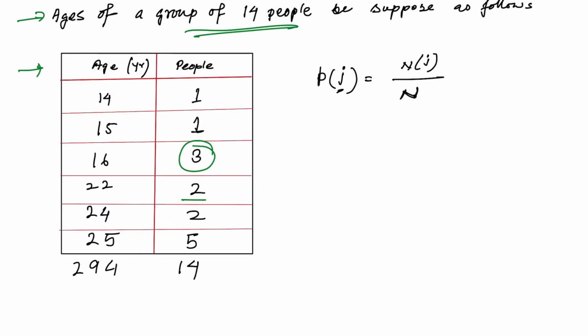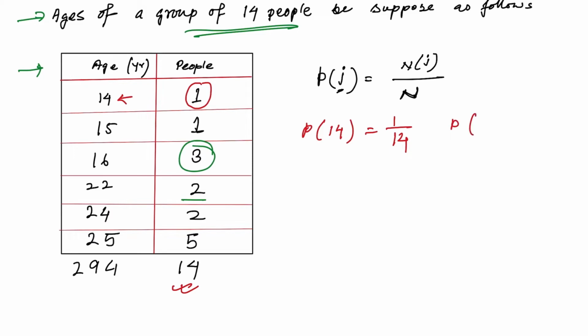So let us forget about the sum for the time being. Suppose we select a person from this group, what will be the probability that his age is 14? So how to find it? P of 14 is equal to how many people are there of 14 years? One person. So here it will be 1, and the total number of members is 14, so it will be 1 by 14.